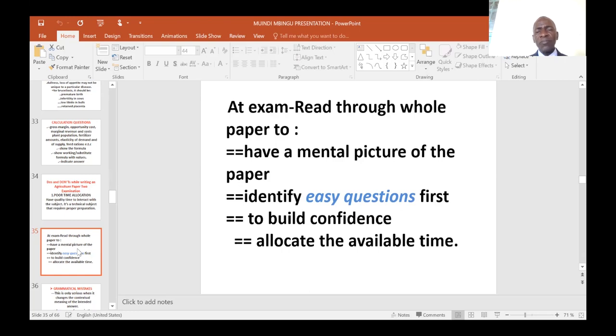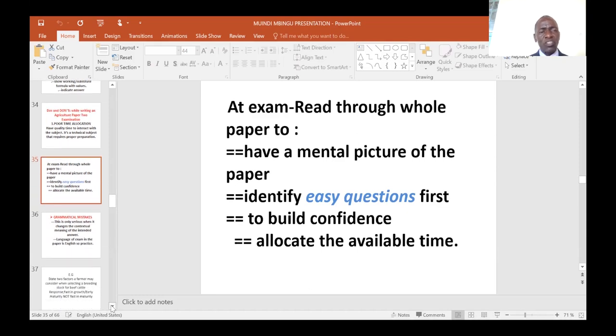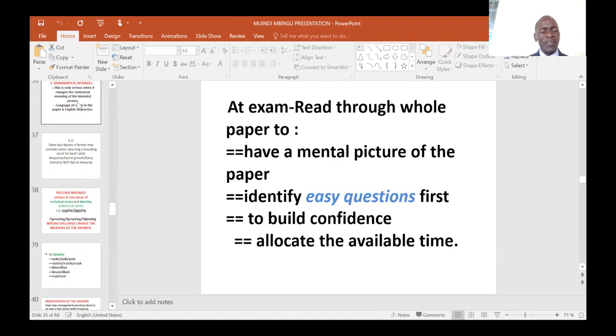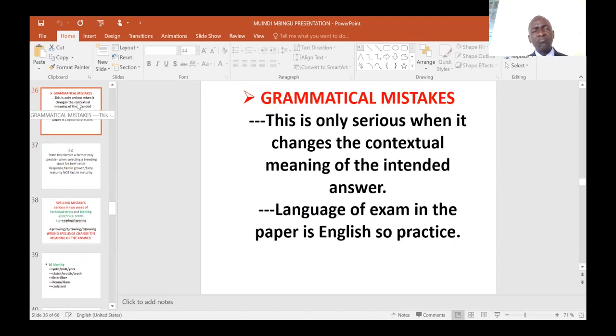It is important to read through the whole paper. That will not only give you confidence, but it will give you a mental picture of the paper. It will stimulate your mind too, to bring into memory all the concepts that are tested, all the concepts that you have been taught. So read through the whole paper before you begin writing the answers. At that time, you have written your name, date, sign, index number and the rest. Read through the whole paper before you begin writing your answers.